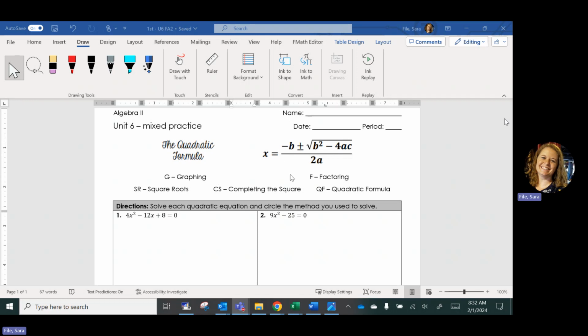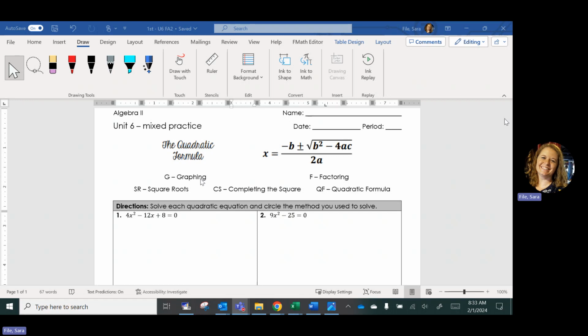Okay, these are the 5 methods that we've talked about solving quadratics with. We've talked about graphing, factoring, square root method, completing the square, and quadratic formula. Not every problem can be solved with all 5. The only 2 that work every single time, no matter what, are completing the square and quadratic formula. However, I feel like graphing is the easiest.